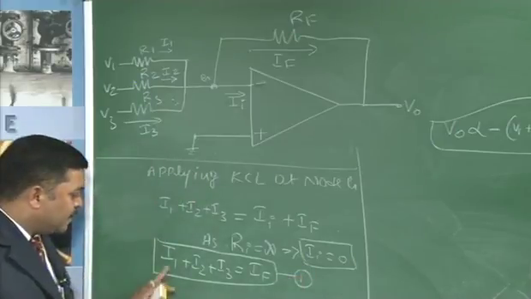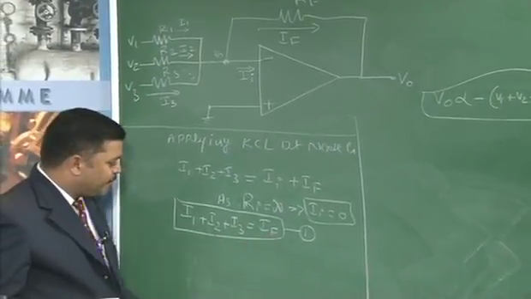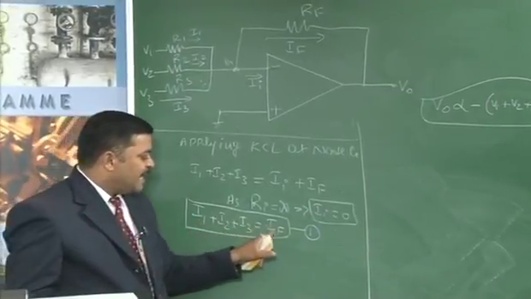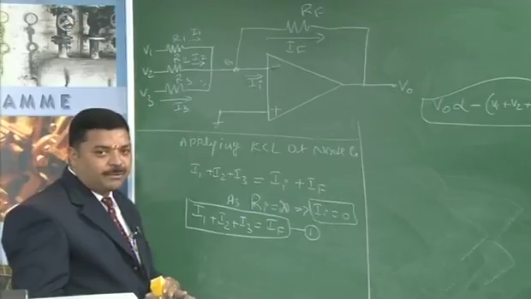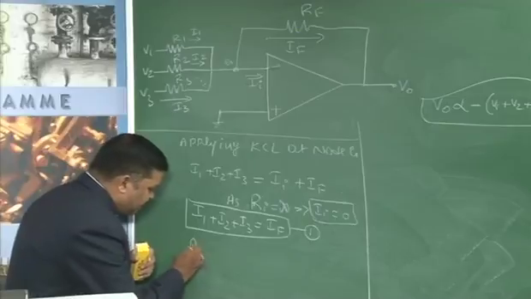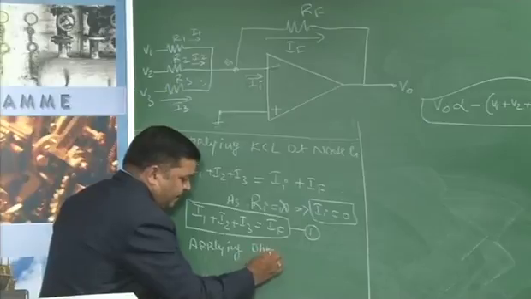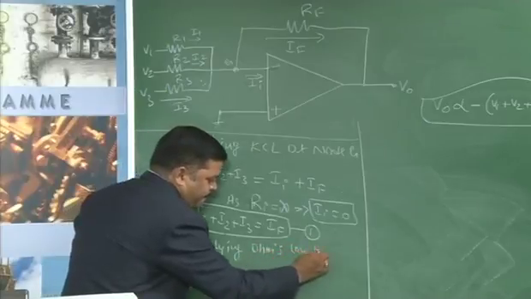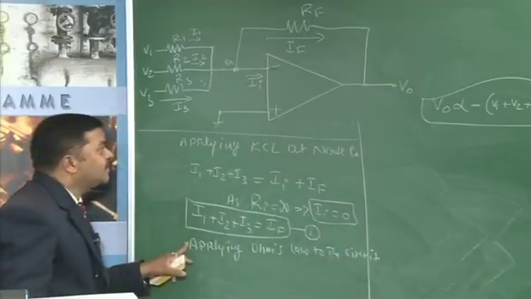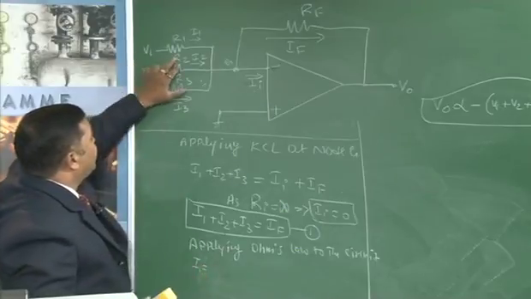Equation 1: I1 plus I2 plus I3 is equal to If. Now, what are these I1, I2, I3 and If individually? We need to find them from the circuit by applying Ohm's law. Applying Ohm's law to the circuit, we get I1, which is the current through R1.